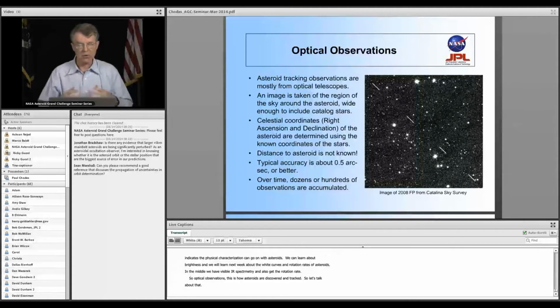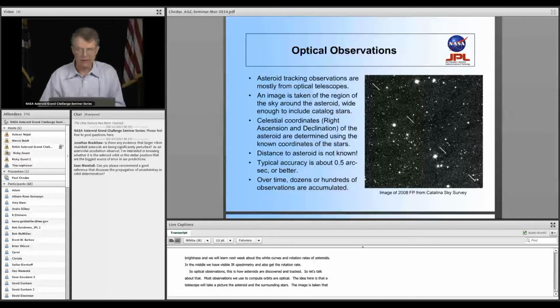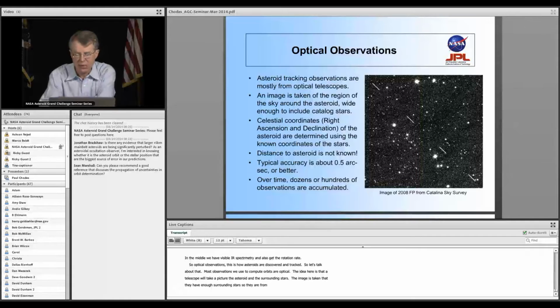So let's talk about that. Most observations we use to compute orbits are optical. The idea here is that a telescope will take a picture of the asteroid and surrounding stars. The image is taken so that it has enough surrounding stars that they are in the catalog, and we know the coordinates of those stars. So we can take the coordinates, let's say of one of these streaks, this is the asteroid 2008 FP. We would take, let's say, the middle of the streak or the two ends and get the times of those when the exposure was taken. And we can compute a precise location, let's say of the middle of the streak, because we know the coordinates of the catalog stars. We can determine the coordinates of the middle of that streak, and that becomes an observation.